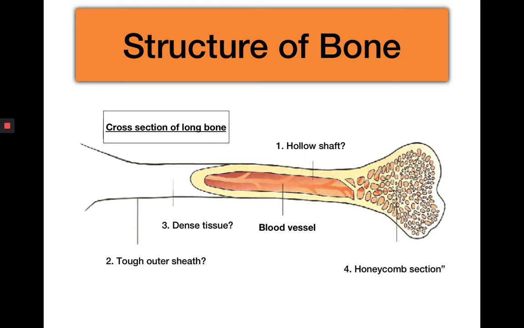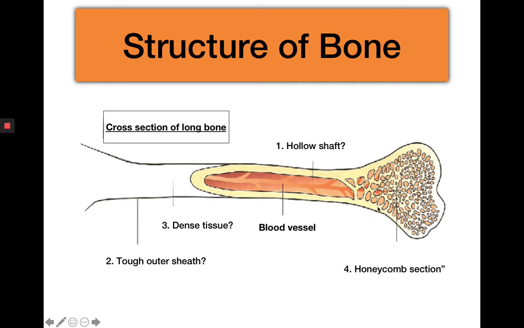Okay, let's move on to structure of bone then. This is on page 14 of our manual. So here we can see 1 is pointing to this hollow shaft. 2 is pointing to the outside sheath of the bones. And 3 is pointing to this dense tissue. And then 4 is pointing to this honeycomb section.